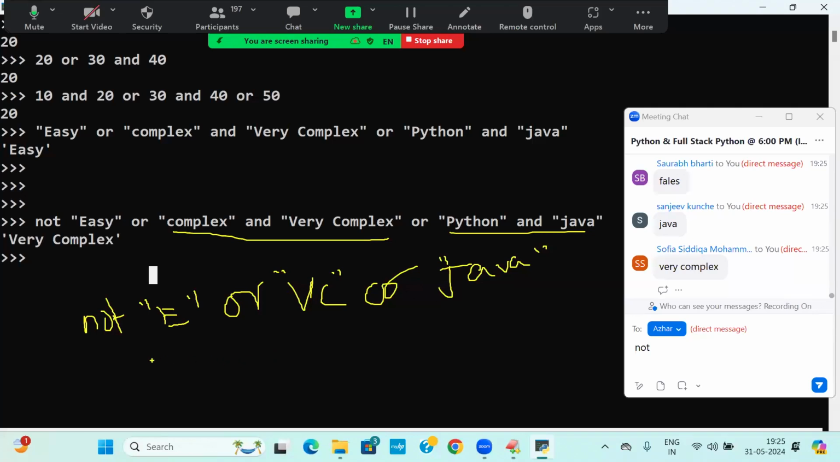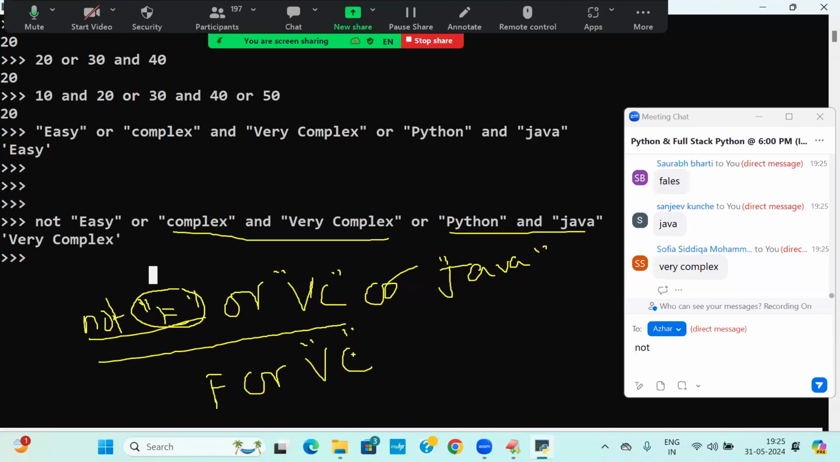Next after that, what is happening? This case you take it. What is this now? Not easy. What is easy? First of all, string. String means not zero length, non-zero length. Non-zero length means what? True. True means what is coming? Not true. False. False are what? Very complex.